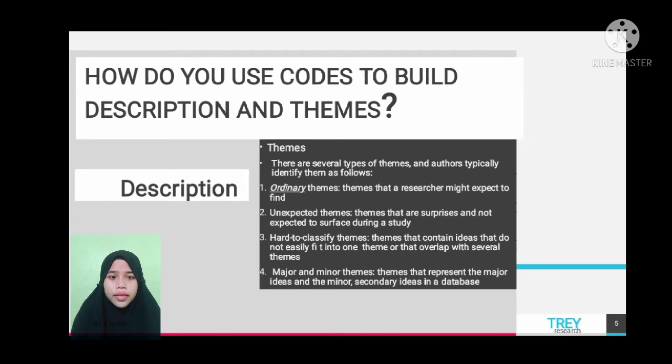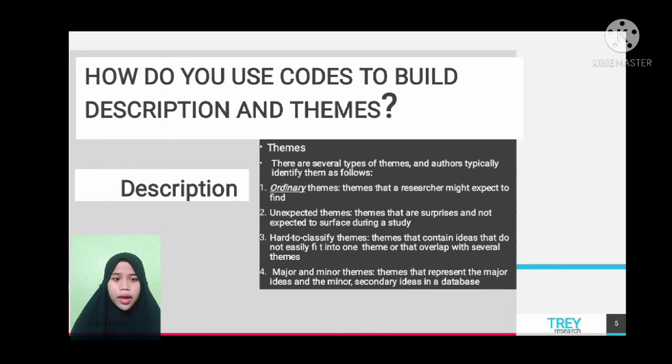There are several types of themes, and authors typically identify them as follows. The first, ordinary themes: themes that a researcher may expect to find. The second, unexpected themes: themes that surface and are not expected to surface during a study.